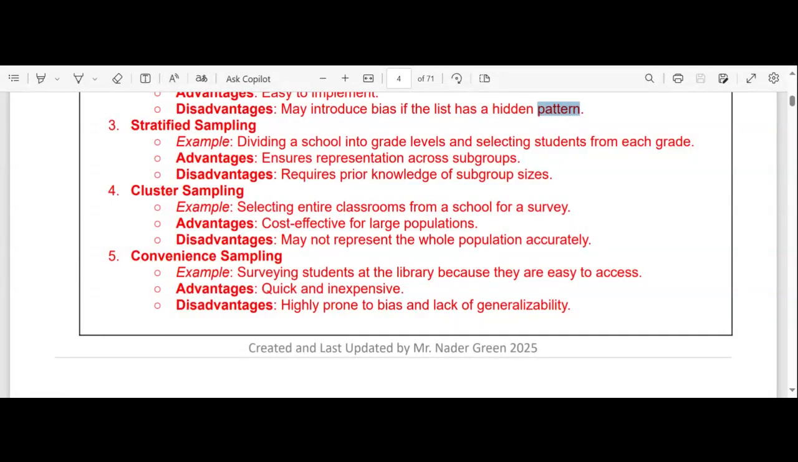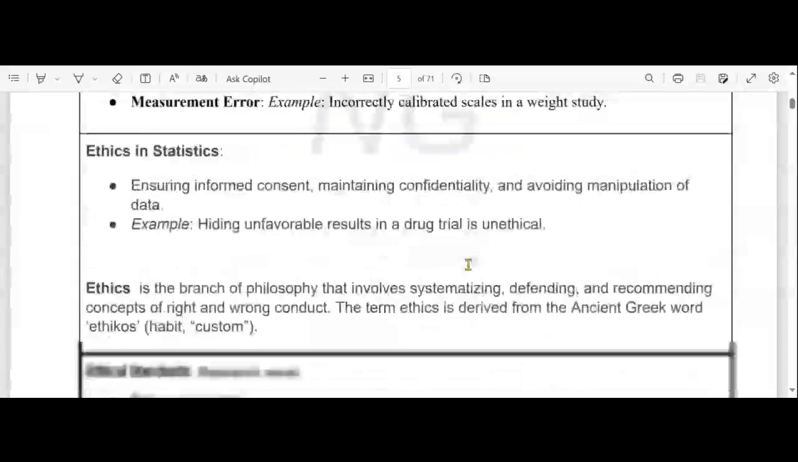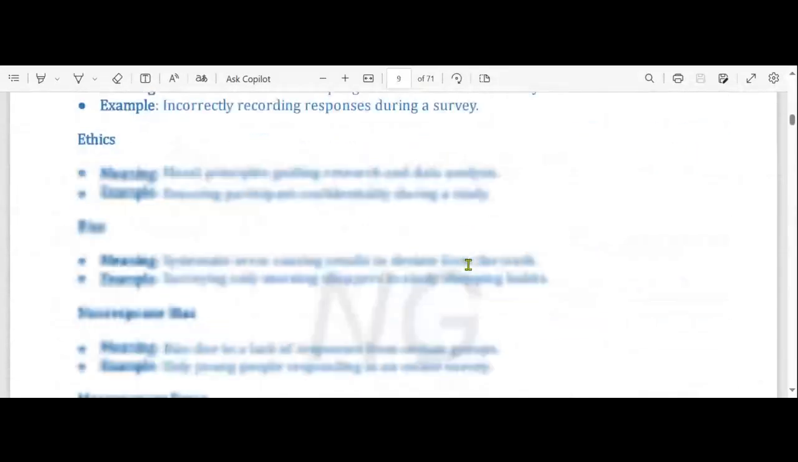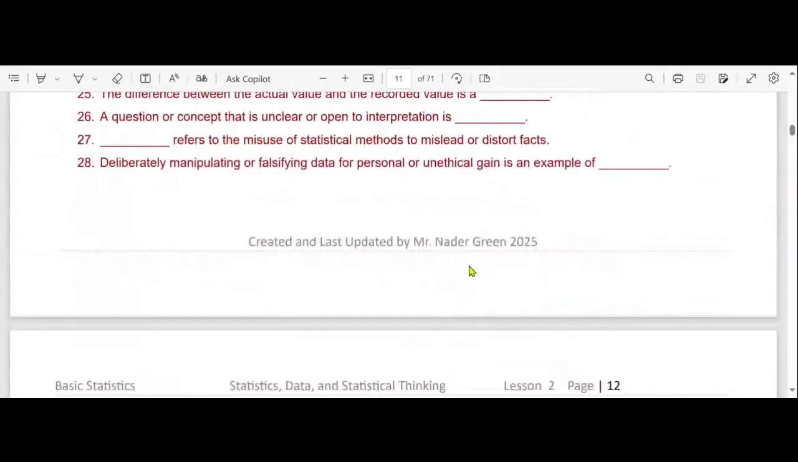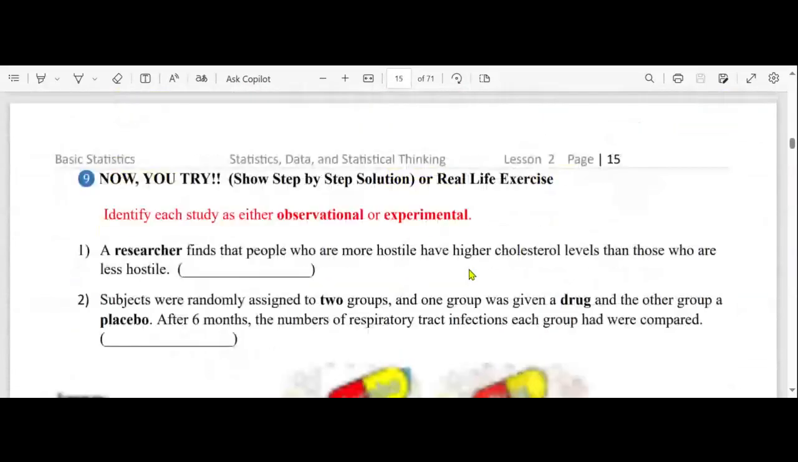Cluster sampling. Cluster sampling, okay, that's the fourth type. Selecting entire classroom from a school for a survey. Advantage, cost effective for large population. The disadvantage: may not represent the whole population accurately. Now let's take a look at the cluster here in more detail, okay? I have it here for you ready, and it's set cluster. Just give me a minute. We'll go to cluster.